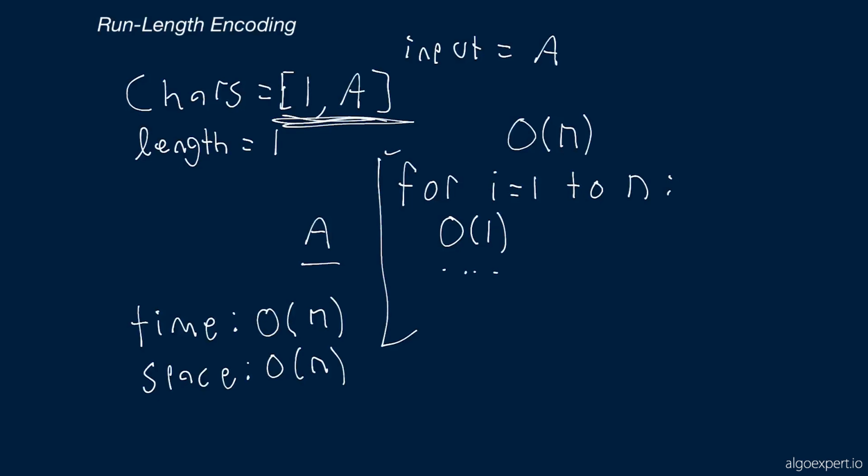Now to convert a list of characters into a string, that will take us O(n) time. The reason for that being that if we look at our space analysis, which we just did, we determined that we have O(n) space. So if we have at most n elements inside of this characters list, then it will take us O(n) time to convert this list into a string.